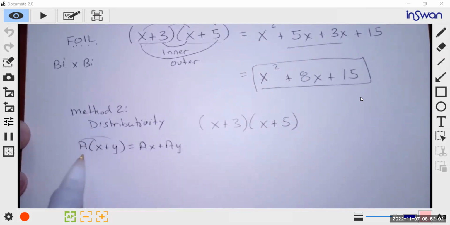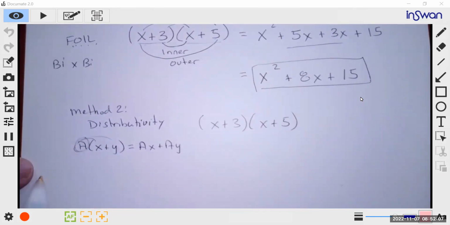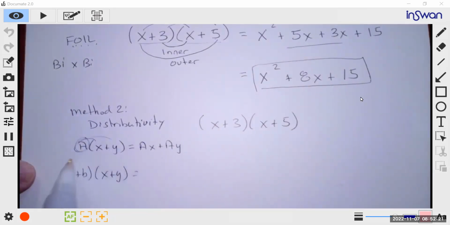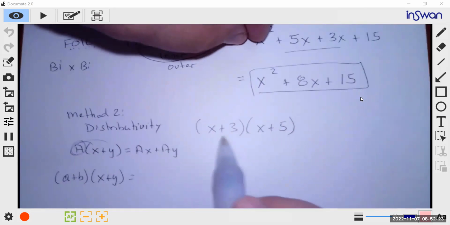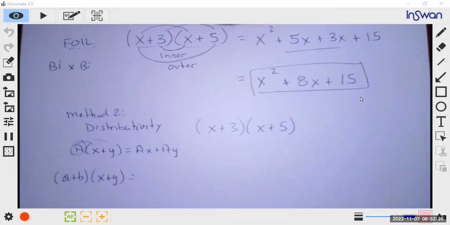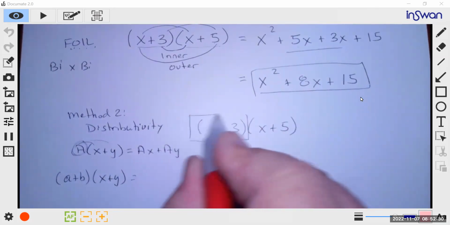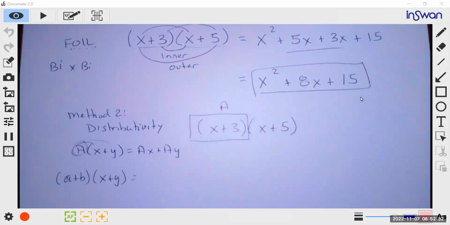But in this example, I never told you what A was. A could be anything. A could be an equation. So what this rule says here, if you have two parentheses multiplied to each other, take the first parenthesis, that's your A term, and distribute it to each term inside the second parenthesis.